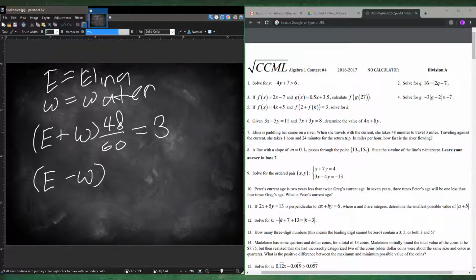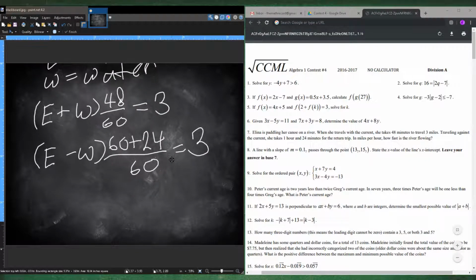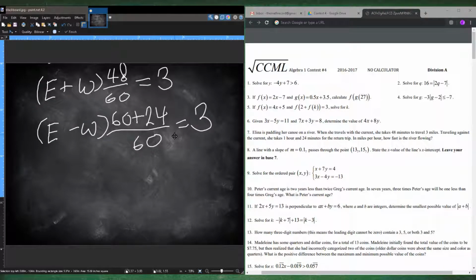She takes 1 hour and 24 minutes, which is just 60 plus 24 divided by 60 minutes for the return trip. Since she went 3 miles up, she's just going 3 miles back, so it's also 3. So basically, we just need to solve for how fast the river is flowing, which is the water. So we have to solve for W.